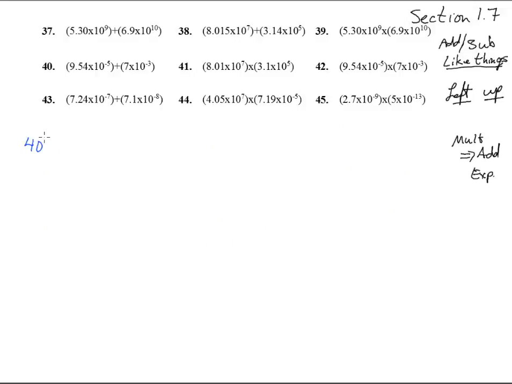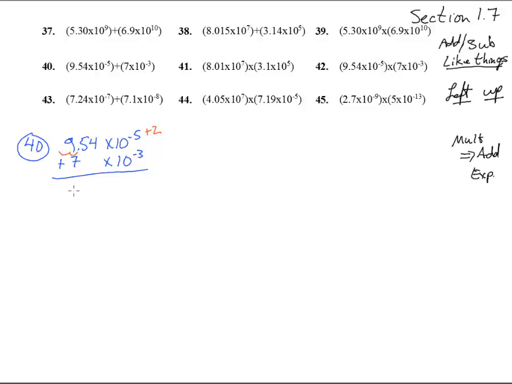Number 40. 9.54 times 10 to the negative 5 plus 7 times 10 to the negative 3. Now, we have to move them so that they're the same. So we got to move one of them up to get to the other one. If you'll notice, the negative 5 needs to go up 2 in order to become a negative 3. Now the negative 3, if you move it up, becomes negative 2, negative 1. So the smaller one is actually this guy. So if we're going up, we have to go left 2.